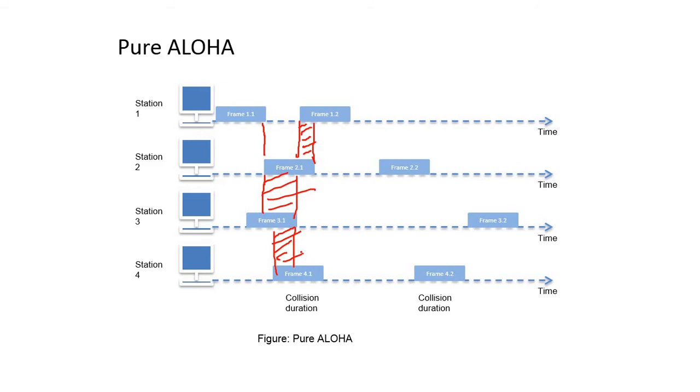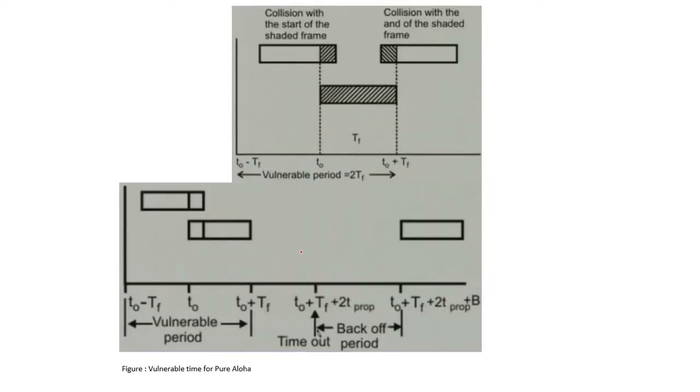But we cannot go with this type of protocol, because it will generate collisions again and again. After a moment, it can shut down the whole network. Get it? So that's why a new technique arrived, and that is known as slotted Aloha.